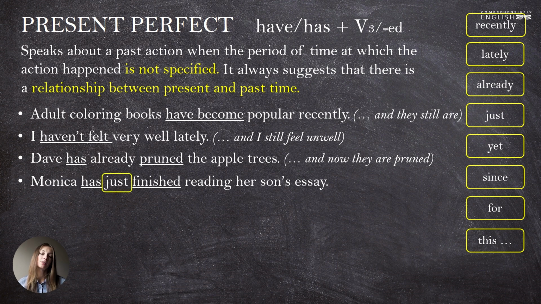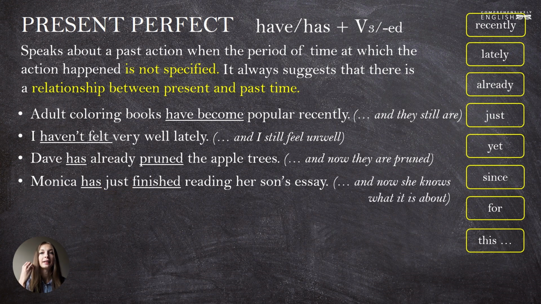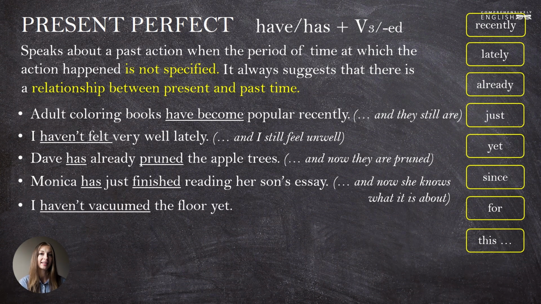"Just" is another adverb that helps us see that this is the present perfect tense. She has just finished, and now she knows what this essay is about. I haven't vacuumed the floor yet. This sentence means that I haven't vacuumed it yet and it is still dirty. Maybe I will do it in an hour, maybe I will not.